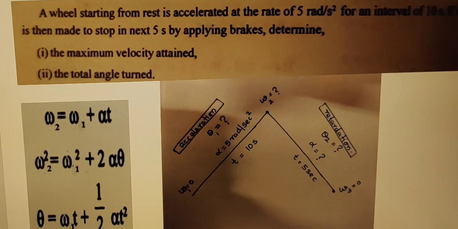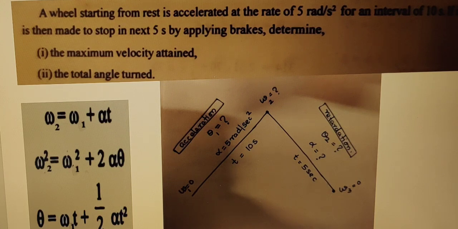Initially the wheel is starting from rest. So in the figure you can represent the movement like this. Actually it is moving in a circular path, but in order to understand it, we are representing it as a linear motion. Initially the angular velocity is 0. It is accelerated at a rate of alpha equal to 5 radian per second square for an interval of 10 seconds.